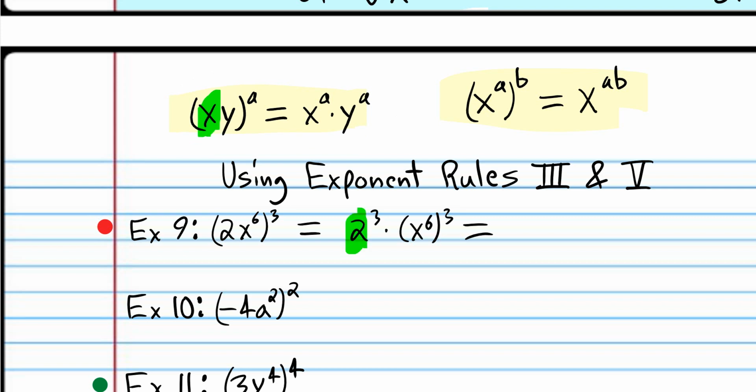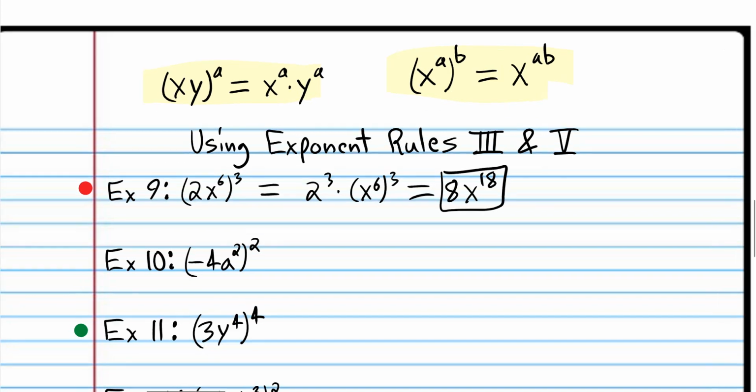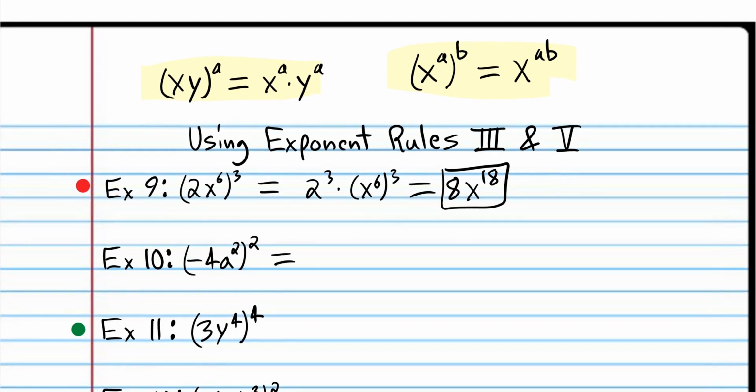So x would be this number and y would be this number. I know that's kind of confusing because we have two x's there. So now we're going to use rule number 5 here because we have a power raised to another power, so we have x to the 18th. So there you go. So let's try it again. We're going to start by using rule number 3. And we get 16a to the 4th.